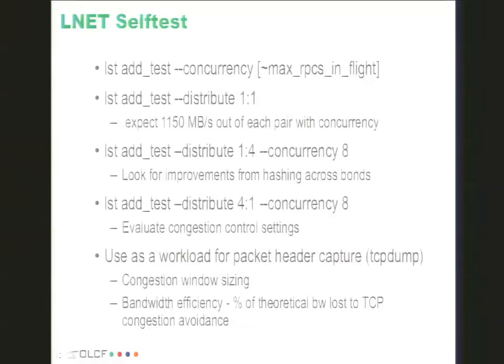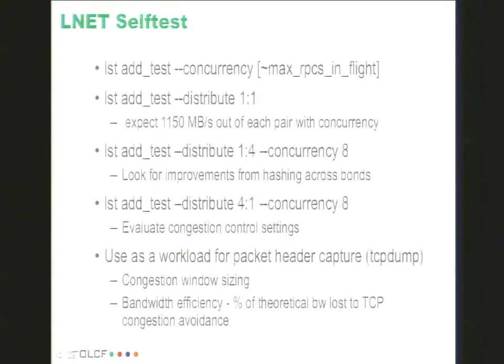So some things you can do with LNet self-test. First you want to try just concurrency 1, with distribute 1-to-1, so just one client to one server. And if you throw in some concurrency there, you should see about 1150 megabytes per second out of that one connection. So that's pretty good. That's about our 1 gigabyte per second out of that link.